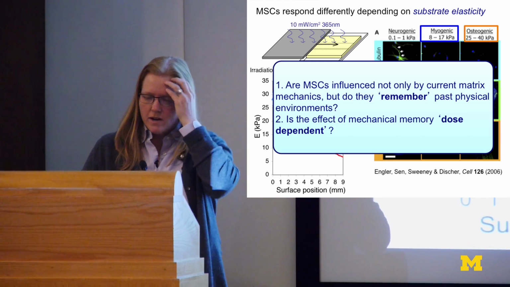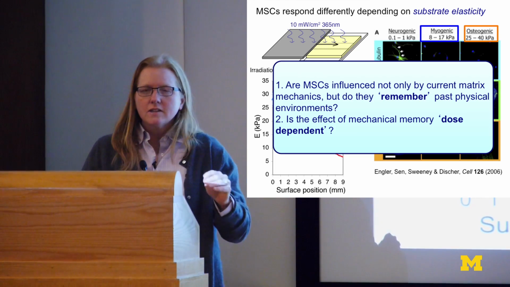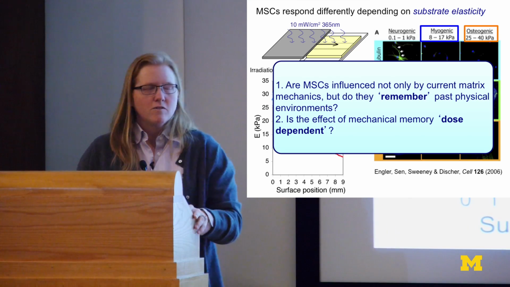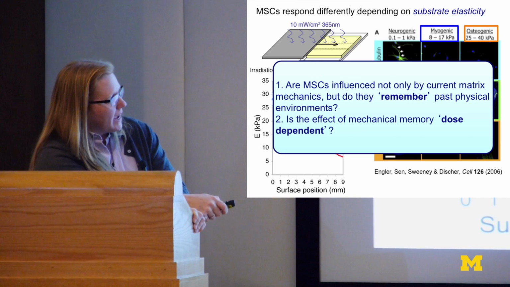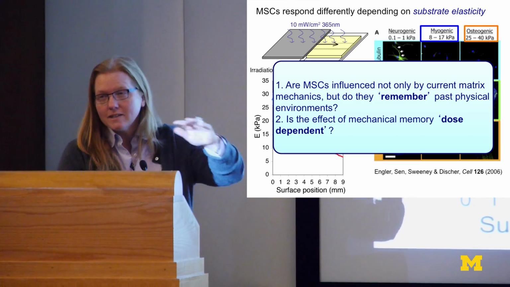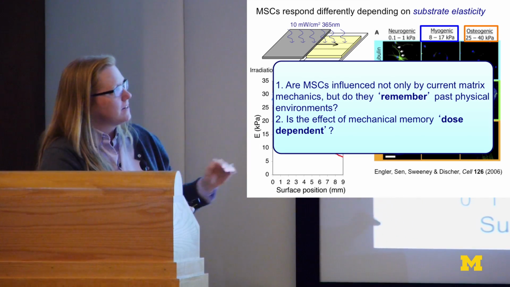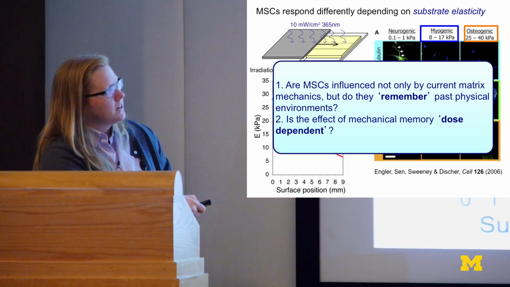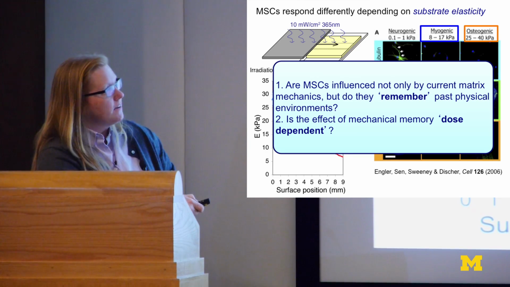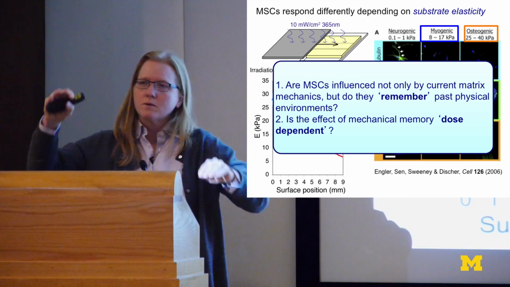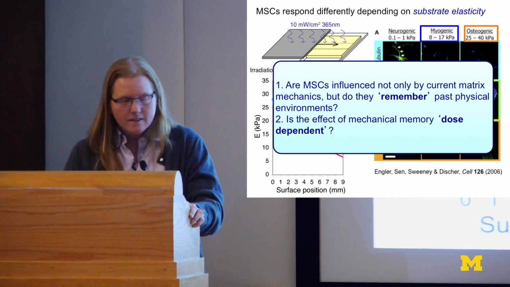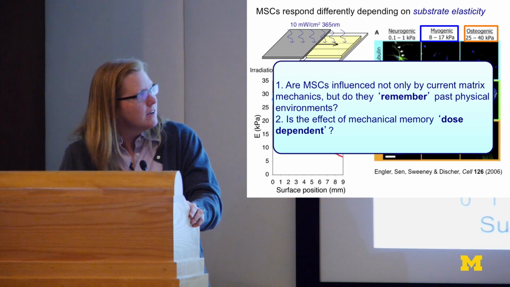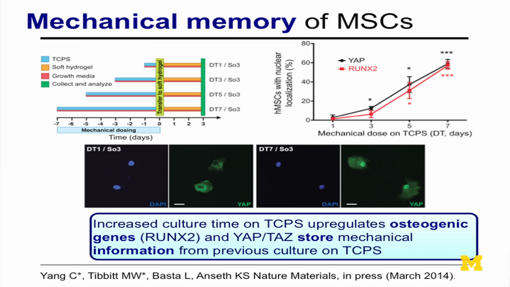And our question was, just like you dose cells with soluble factors, is there a dose effect of mechanical memory that I need to treat cells with high stiffnesses or soft stiffnesses? And is there a time that cells remember? And if they do remember this, is it ever reversible? Because as I culture and passage cells and treat them in different ways, this can be really important. And I'll give you one example of this.